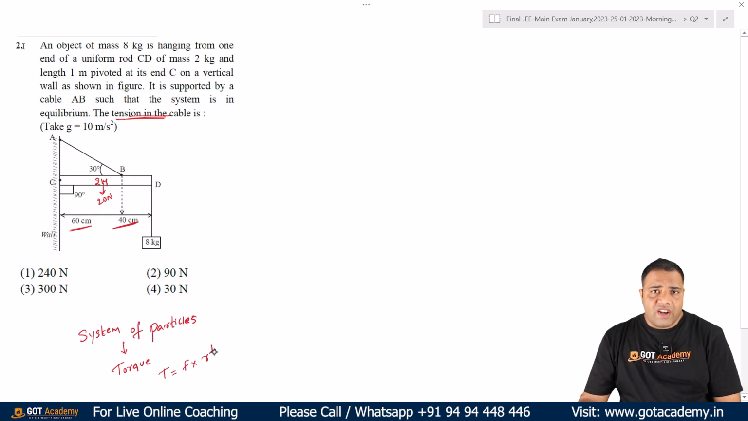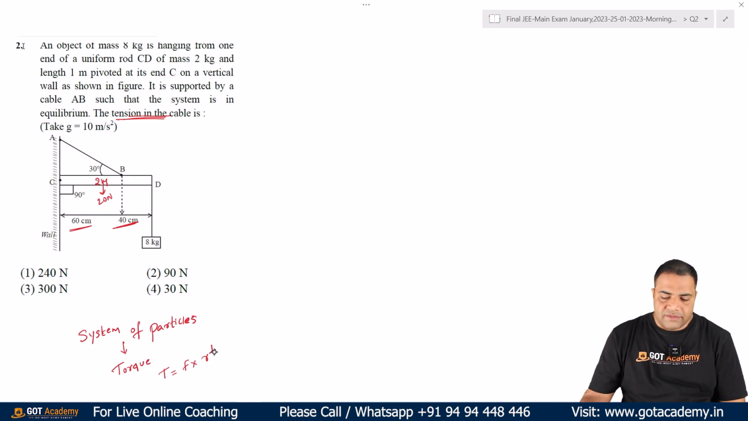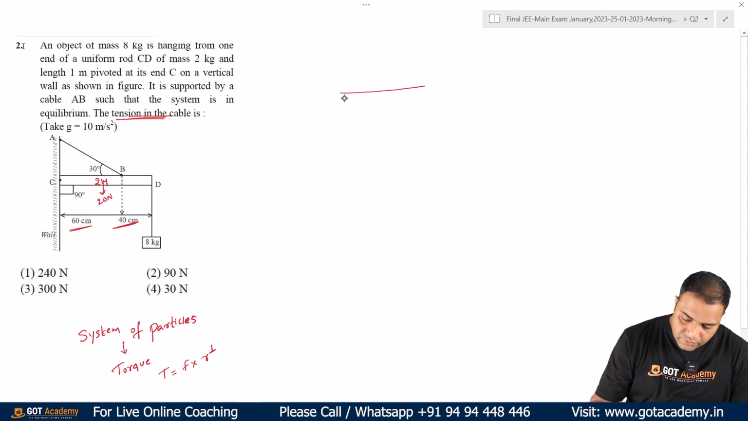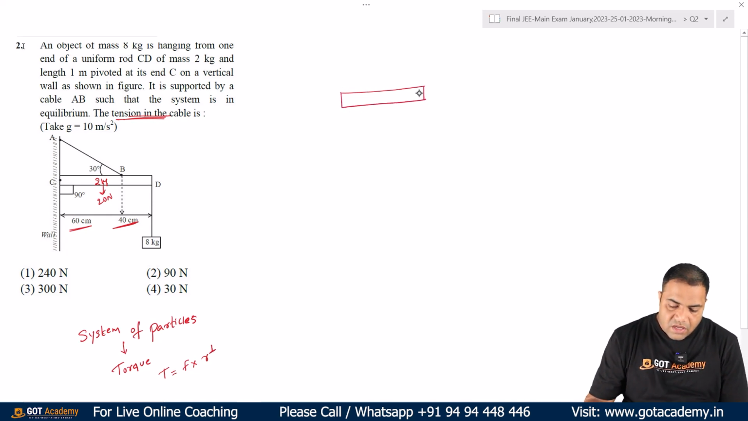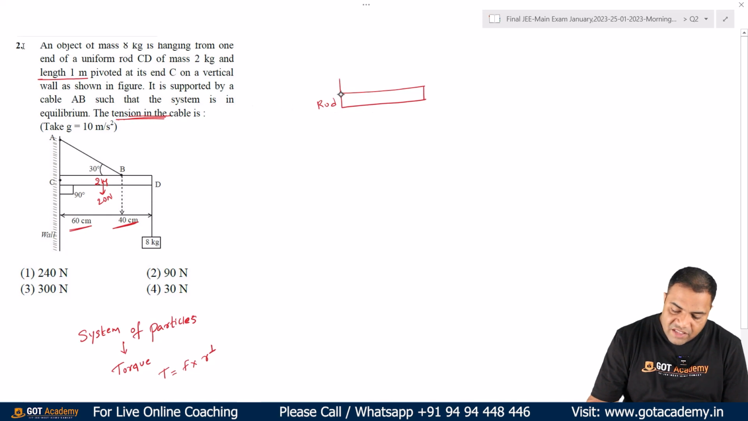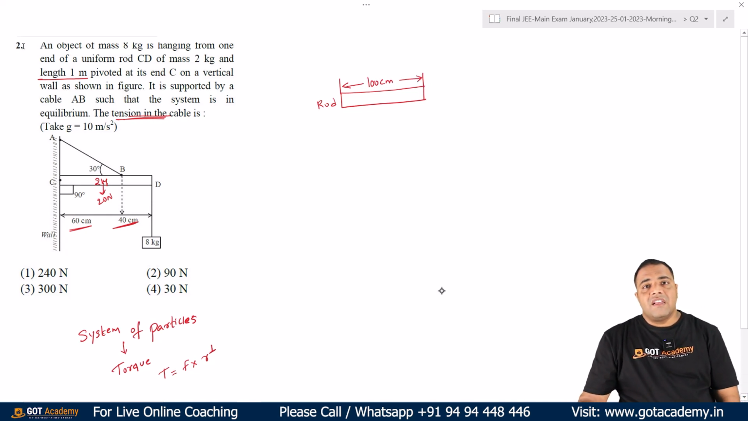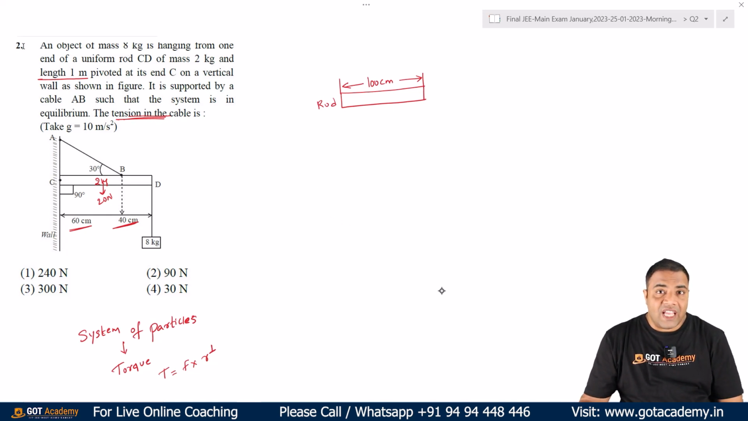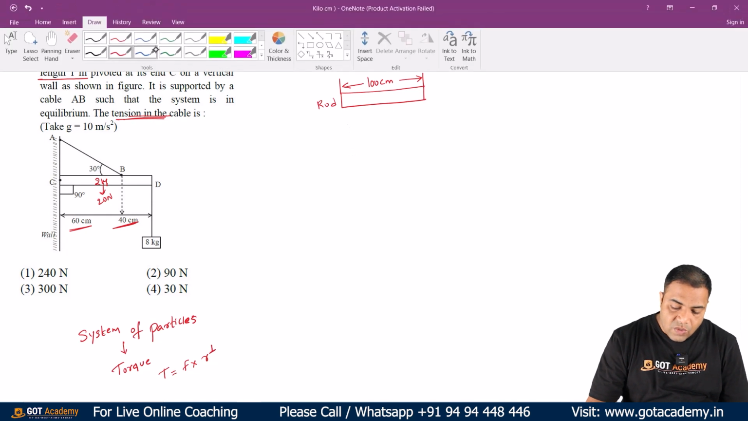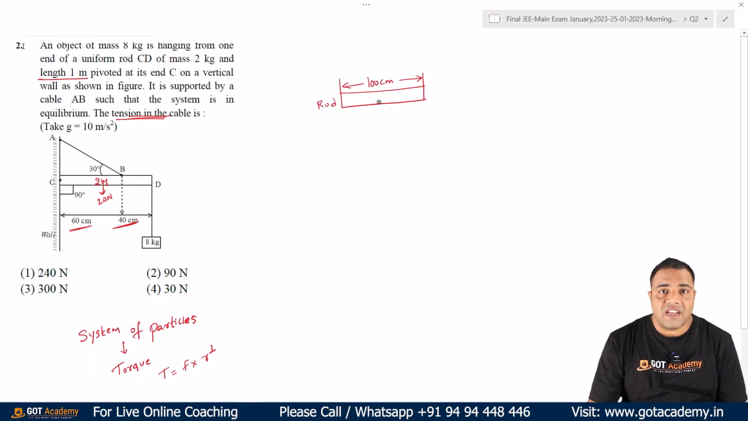Now, let me redraw this diagram for you so that you'll understand it easier. So this is nothing but a rod, a uniform rod, okay? There is a uniform rod of length 1 meter. Let me write this in centimeters. 1 meter is nothing but 100 centimeters, okay? We know that for a given rod, the center of mass acts at the center only. So for 100 centimeters, the center is at 50 centimeters. So here 50, okay?